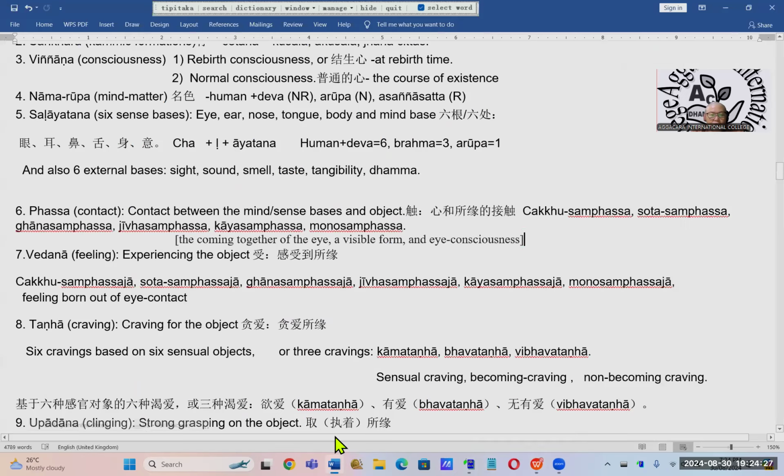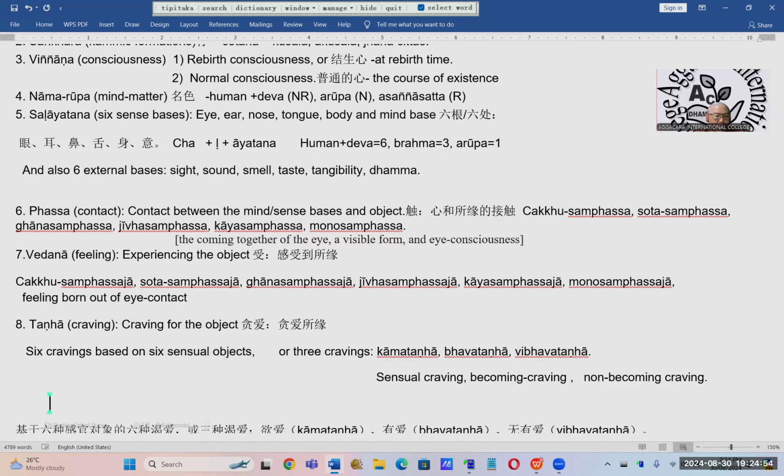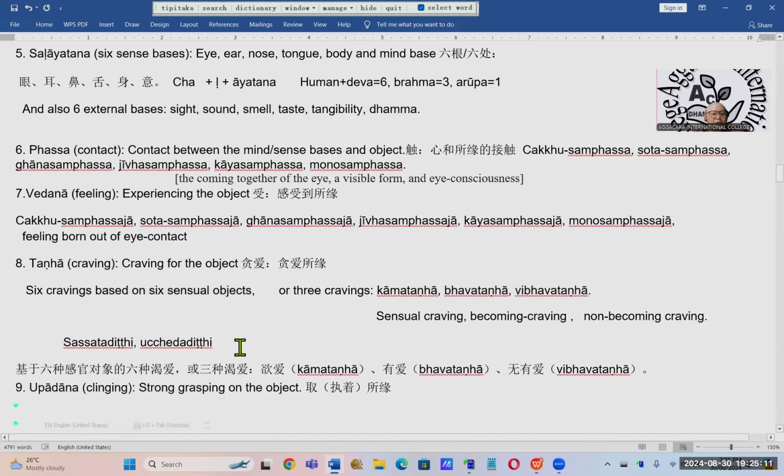Actually, when we look at dependent origination, we can contemplate the 6 sense bases. We also can contemplate contact, but contact happens very fast. So we come to feeling, which is more obvious because the feeling really enjoys the object. And based on the feeling, then of course, like just now mentioned, you have craving. Just now we were talking about craving with the view of sassata ditthi and uccheda ditthi, the annihilation view and the one that believes that everything will last forever. So this means that craving always comes up with a wrong view.